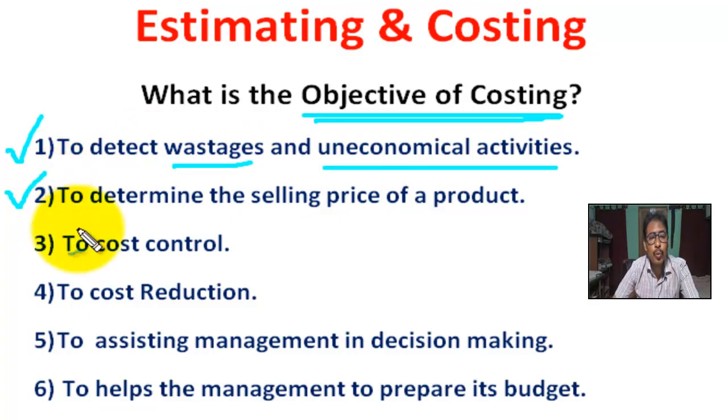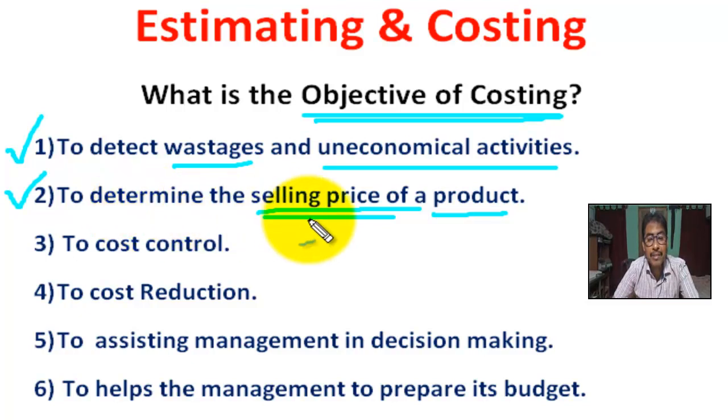Number 2, to determine the selling price of a product. It helps in fixing the selling price of the product or service not only in normal conditions but also under various stressing market conditions.